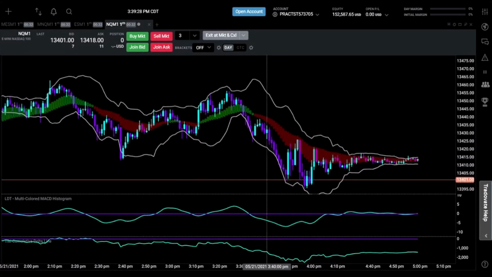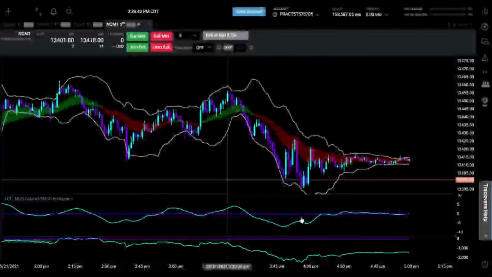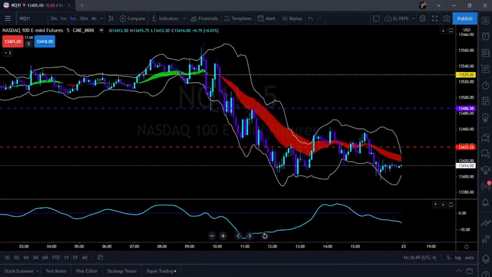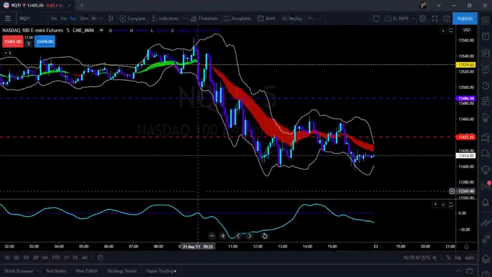Let's get swapped back over to my TradingView. Most everything I do in terms of charting goes on TradingView. It's just easier for me to work with.